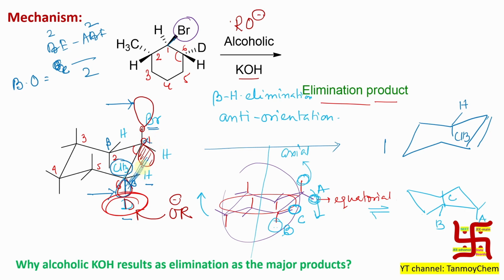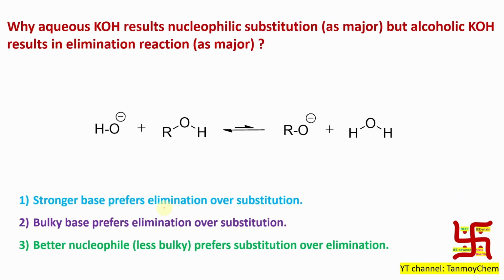Now next, so this is our product, but here I guess you may have a question. Why does alcoholic KOH result in elimination as the major product? Why not substitution? Actually, remember one statement: aqueous KOH results in nucleophilic substitution as the major product, and obviously SN1 or SN2 depends on the alkyl halide substrate. But alcoholic KOH results in an elimination reaction as the major product.